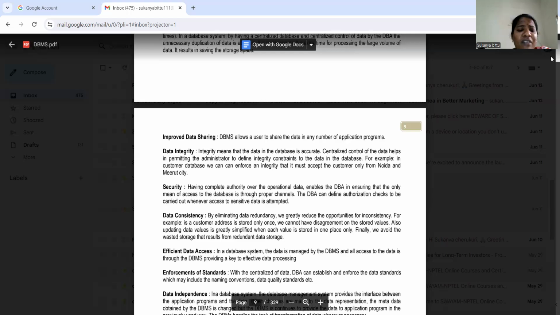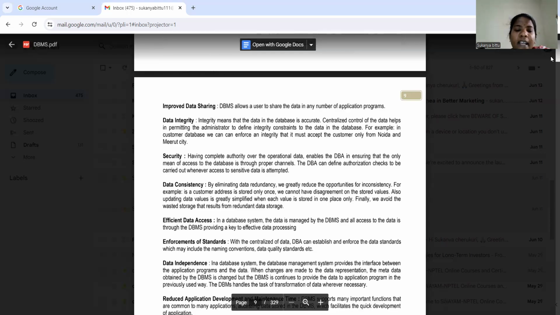Next, efficient data access. In the database system, the data is managed by the DBMS and all access to the data is through the DBMS, which provides the key to effective data processing. Enforcement of standards. With centralization of data, the DBA can establish and enforce all the data standards, which may include naming conventions, data quality standards, etc.